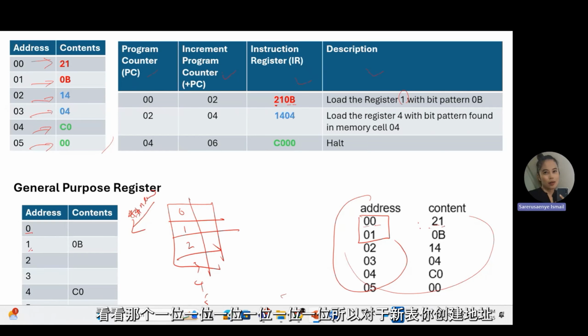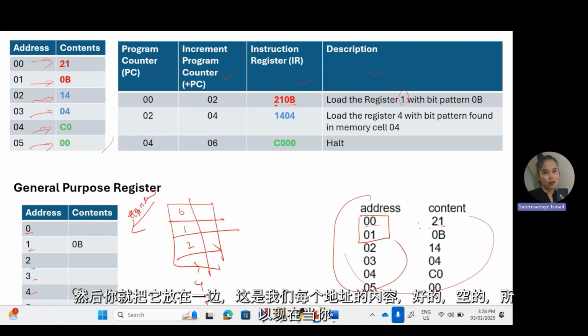Look at that, 1 bit, 1 bit, 1 bit, 1 bit, 1 bit. So for the new table, you create the address and then you leave it alone, which is the content for each of the address, empty.